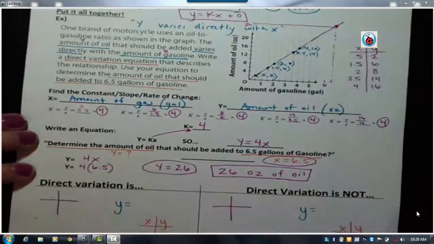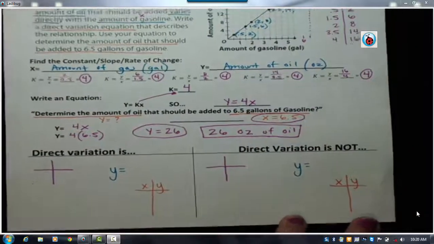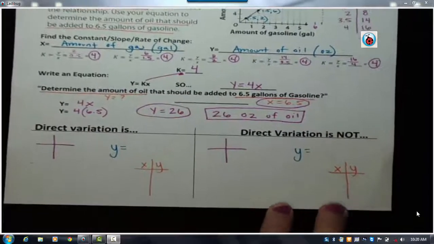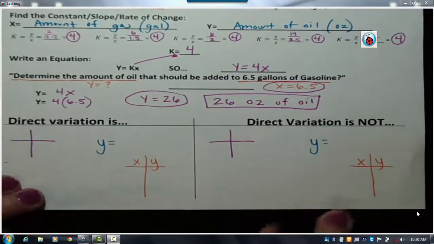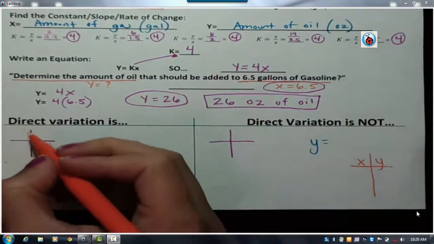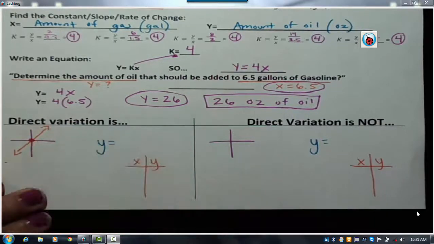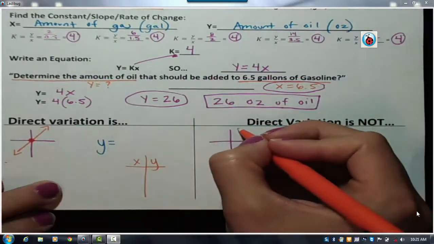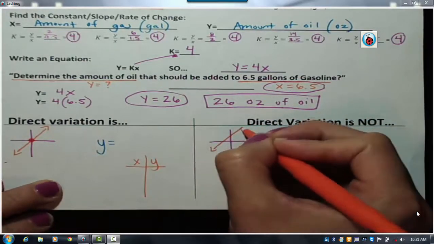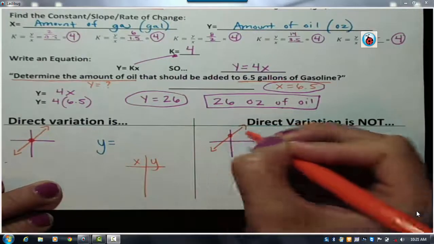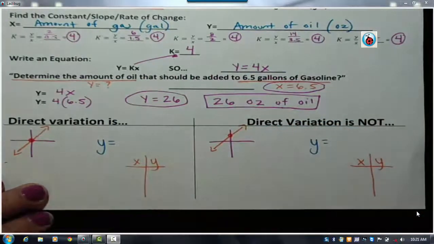Just to summarize what you've learned today about direct variation, these are the important facts that you need to know. First of all, direct variation on a graph means that it's going to go through the origin of 0, 0. That would be direct variation. Direct variation is not a linear relationship that goes through any point other than 0, 0.